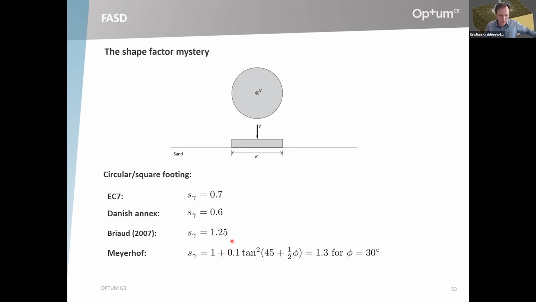So the mystery is not so much the actual values of these. The mystery is, is a circular foundation stronger or weaker than a strip foundation? I thought that would be something that would be possible to settle. But there are apparently two schools of thought on that question.